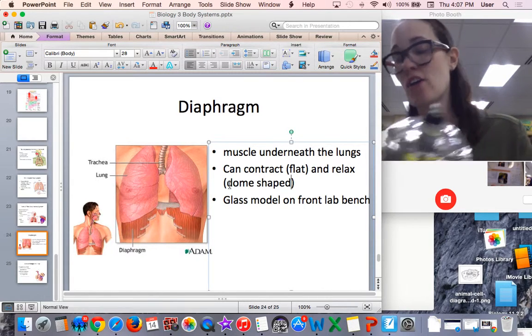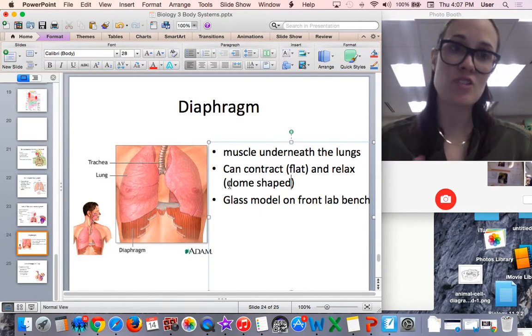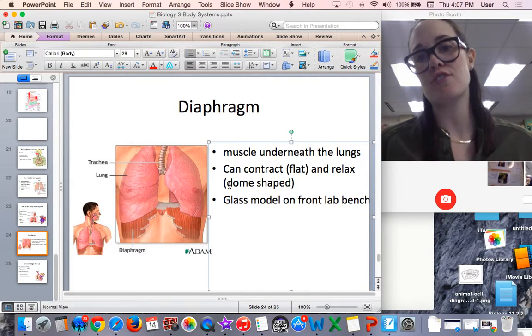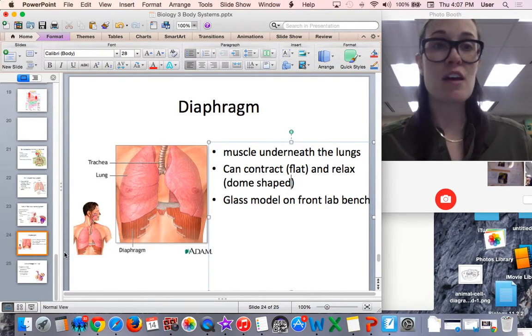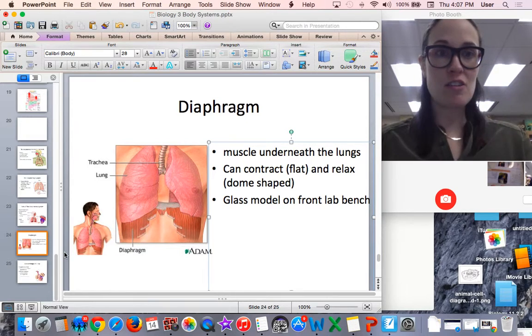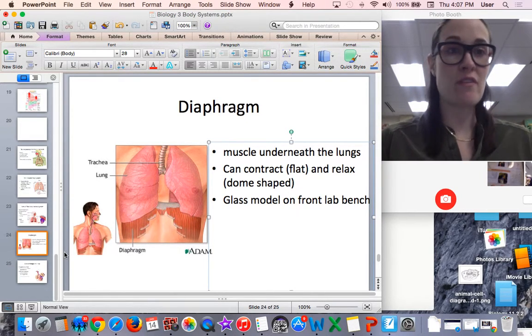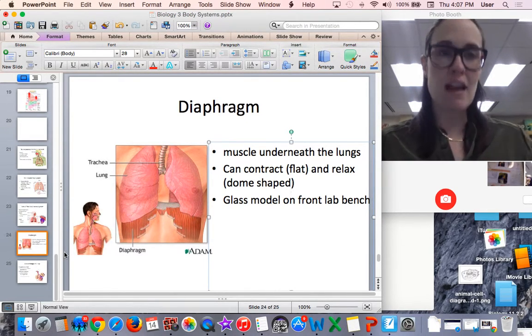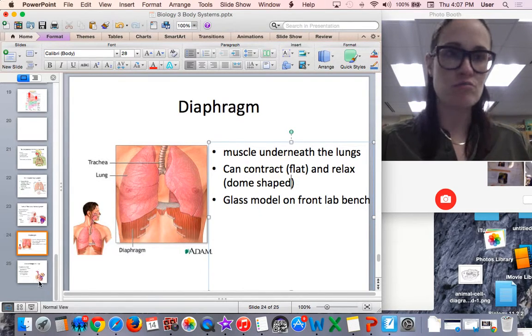So the reason why air goes in and out of your lungs has to do with the relationship between volume and pressure in the lungs, and the diaphragm is crucial to that. And you might also be familiar with the diaphragm because if you ever had the hiccups, that is when the diaphragm contracts really for no real reason.